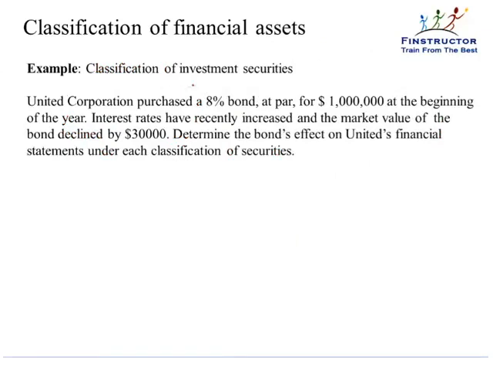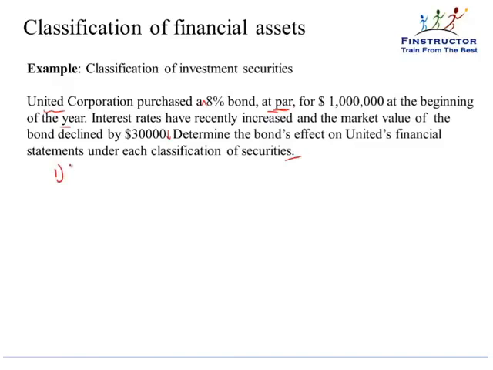So let's do an example and understand the concept. United Corporation purchased an 8% bond at par for $1 million at the beginning of the year. That means the price of the bond was the same as the face value of the bond. So it was purchased at par. Interest rates have recently increased and the market value of the bond has declined by $30,000. Determine the bond's effect on United's financial statements under each classification of securities.